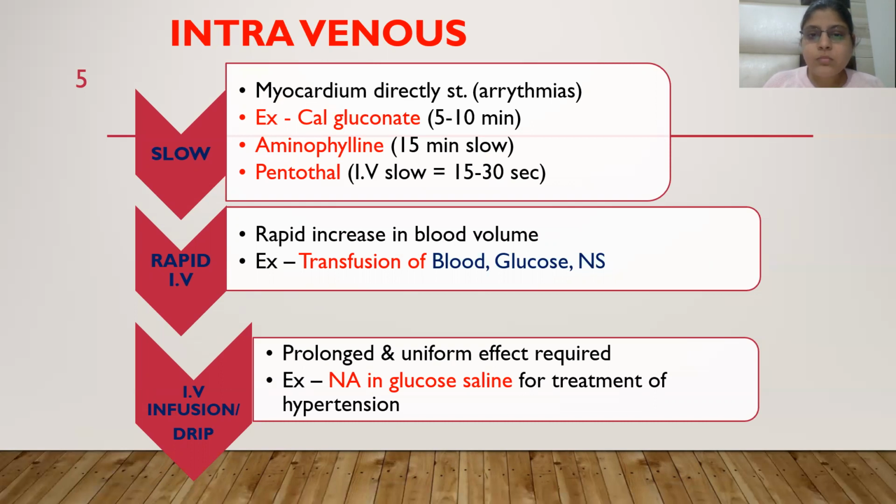For rapid increase in volume, transfusion of blood, glucose, and normal saline can be given. In case of blood loss or any dehydration, we can give normal saline and glucose. In IV infusion drip, where a prolonged and uniform effect is required, noradrenaline in glucose saline can be given for treatment of hypertension.